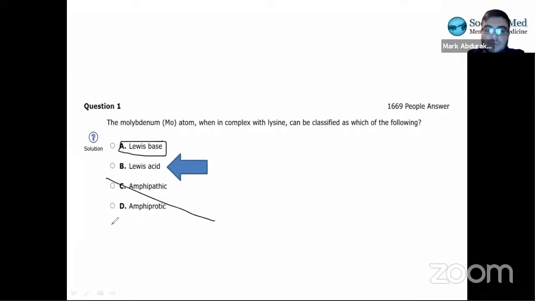And these two are not really related. So C and D are something different. Amphipathic and amphiprotic, I don't think you'll pretty much ever see anything where that's the right answer. So it's very, very rare that you have to know what that is.